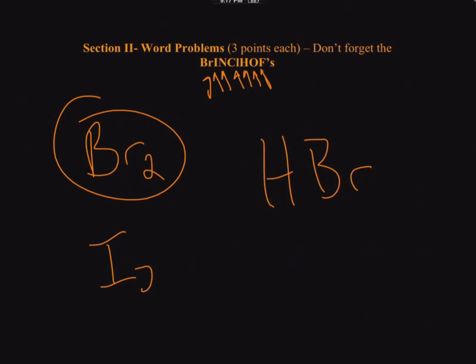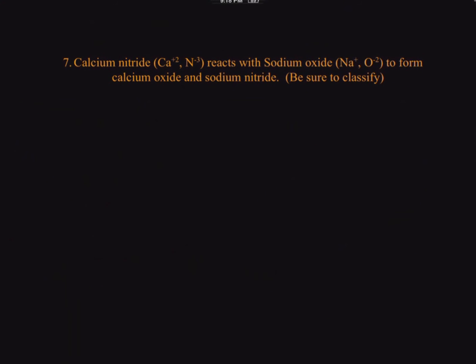And the same goes for all these other elements. So iodine is I2, nitrogen is N2, oxygen is O2, etc. And so if you remember Brinklehoff, bromine, iodine, nitrogen, chlorine, H is for hydrogen, oxygen, fluorine, any of those elements as individual reactants are going to be diatomic, they're called. So Br2, I2, N2, and so on. Okay, calcium nitride reacts with sodium oxide to form calcium oxide and sodium nitride. So we're going to write the reaction, make it balanced, and identify the classification of the reaction.